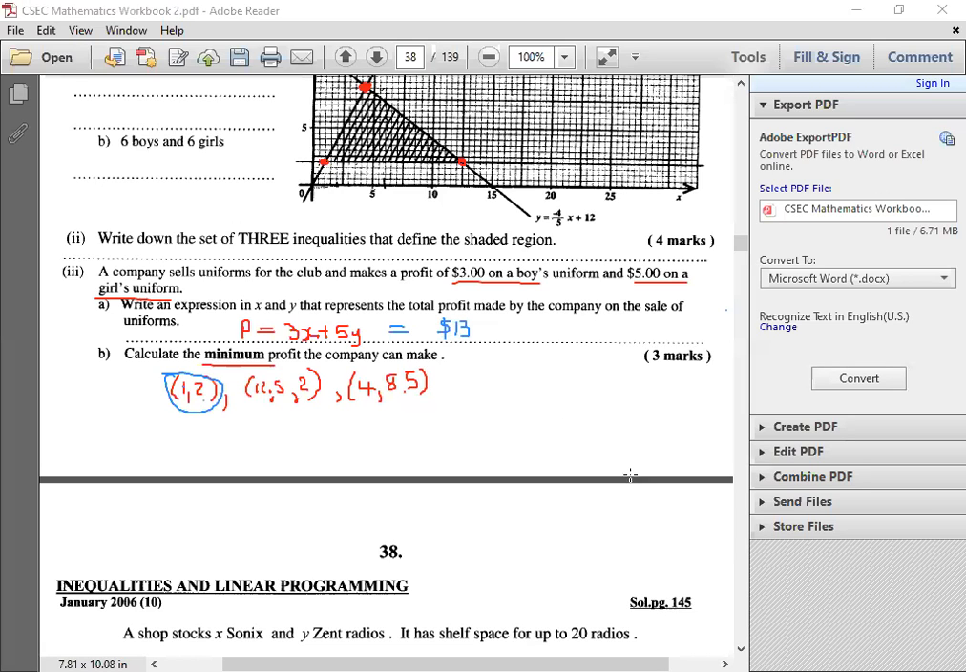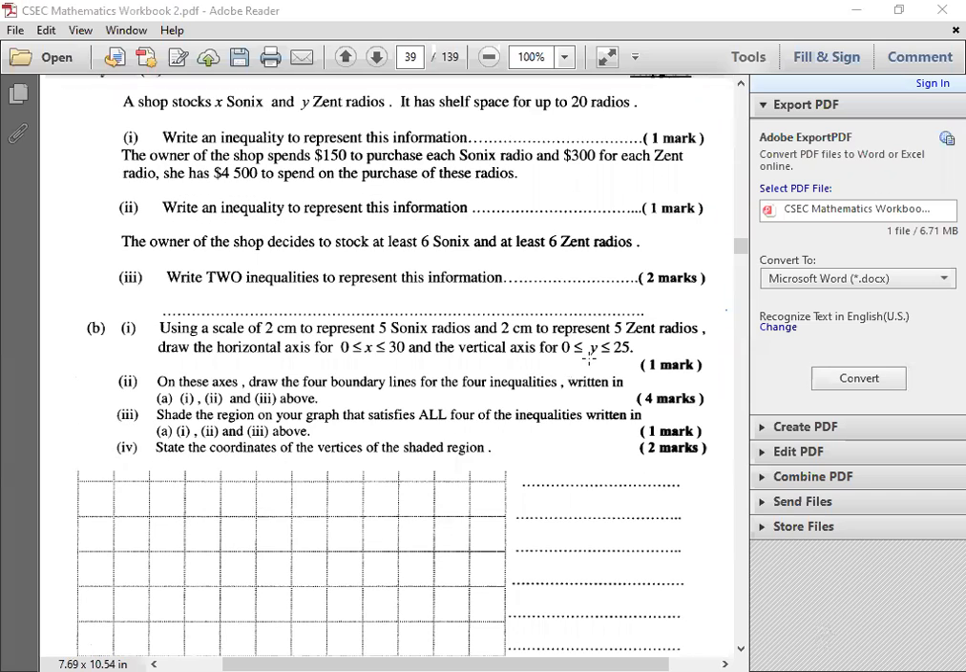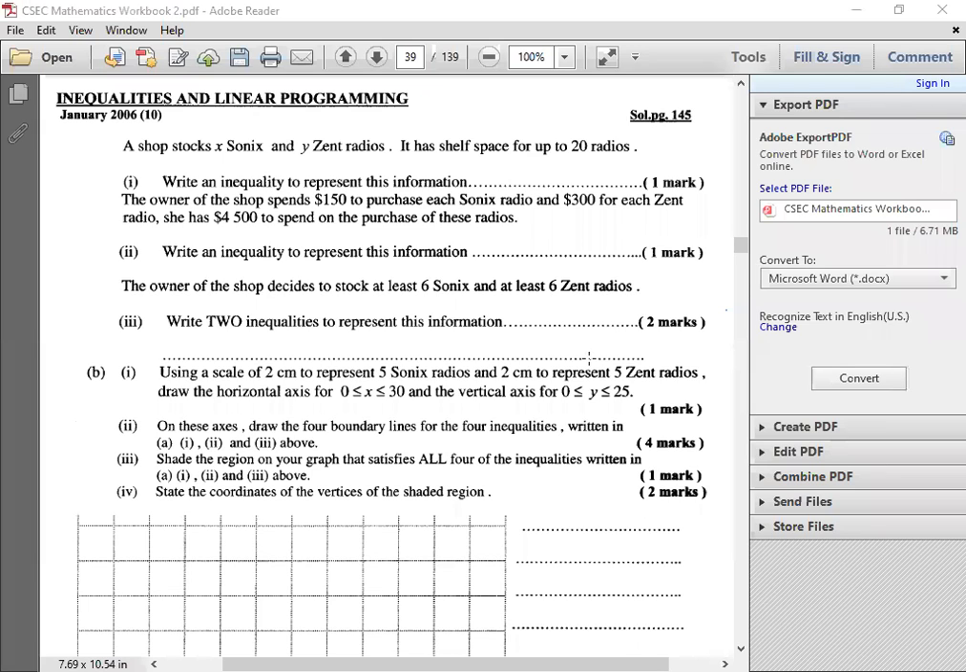Question? Here's one that you have to do. So what you can do is to take a screenshot of it and start working it. Roll up your graph sheet and let us look at it.